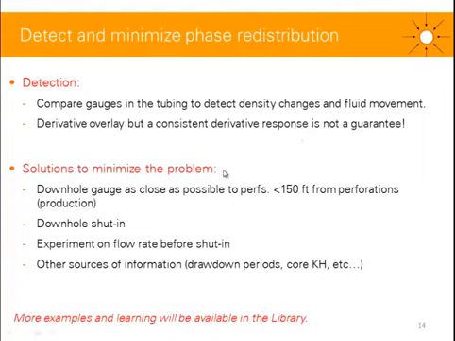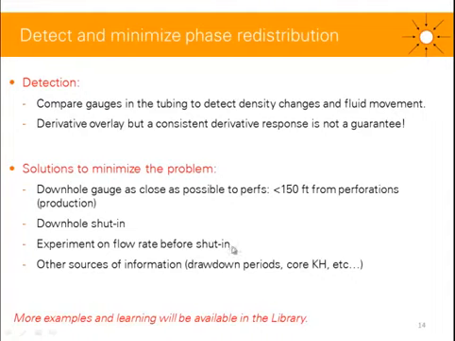Some solutions to minimize the problem. Well, we should try to place the downhole gauge as close as possible to the perforation. And in the production context, that means lower than 150 feet from the perforation. For exploration appraisal, we should try to go as low as 50 feet or lower from the perforation. We could apply a downhole shut-in that could help to minimize the phase redistribution.